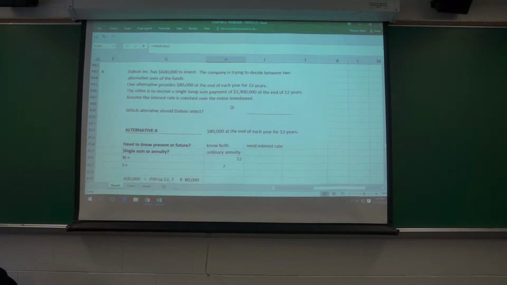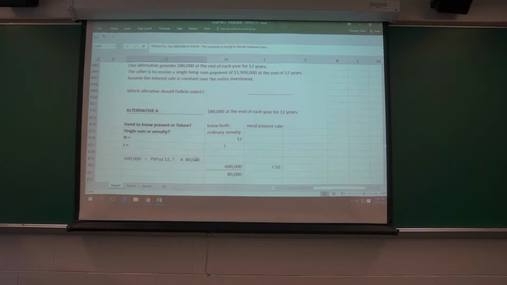you notice that they don't give us an interest rate here. So you've got $600,000 to invest now. You know that you're going to get $80,000 at the end of each of 12 years. So do you need to know the present or the future? We know both. We need to know the interest rate because we assume the interest rate is constant over the investment, but they don't give us what it is. So they're really asking which one would you earn more interest on.